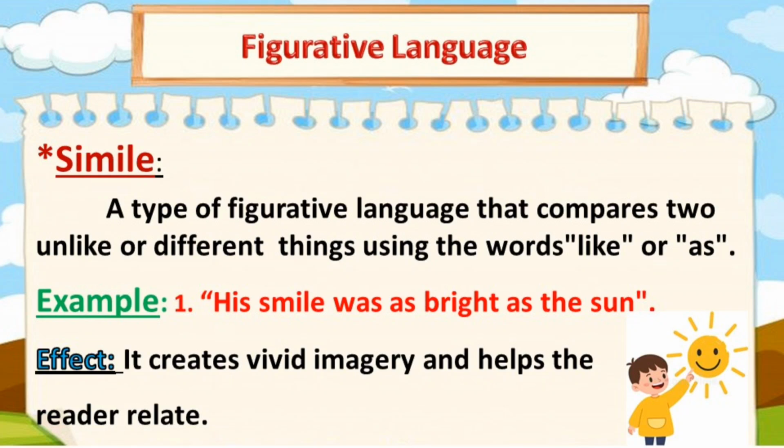First is simile. Simile is a type of figurative language that compares two unlike or different things using the words like or as. For example, his smile was as bright as the sun. Means you can see in the picture the smile of a little boy is compared with the brightness of the sun. So, what effect does it create in the poem? It creates vivid imagery and helps the reader to relate to the things.